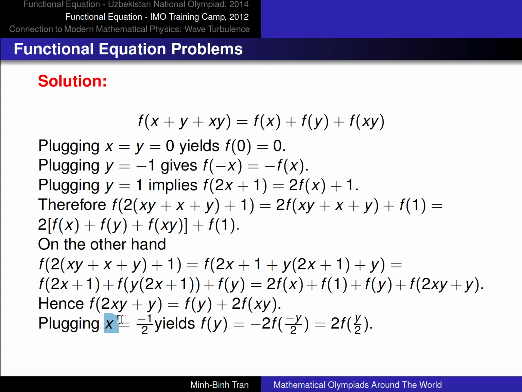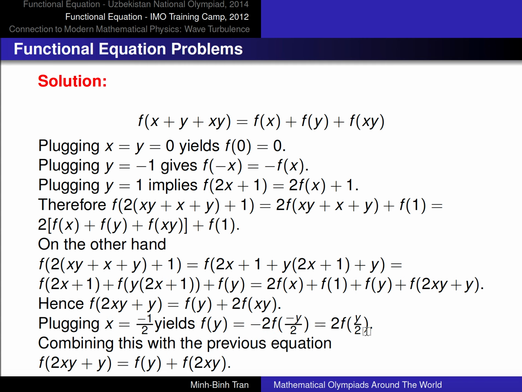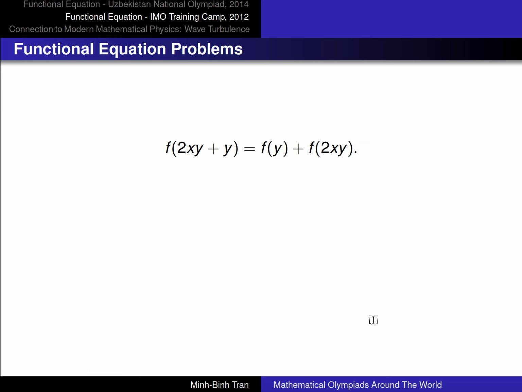Now I'm going to plug in x to be minus 1/2. You have f of y will be 2f(y) over 2. You combine this with the previous equation, you have f of 2xy plus y is f(y) plus f of 2xy. This is because you combine this equation with this equation. Finally, this is the equation that we got.